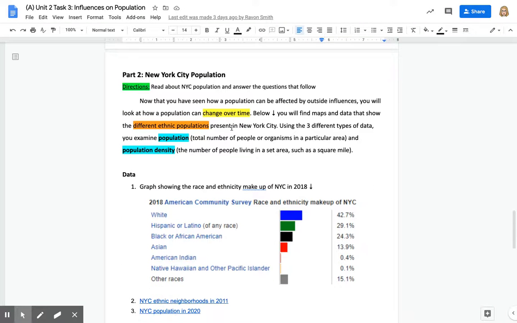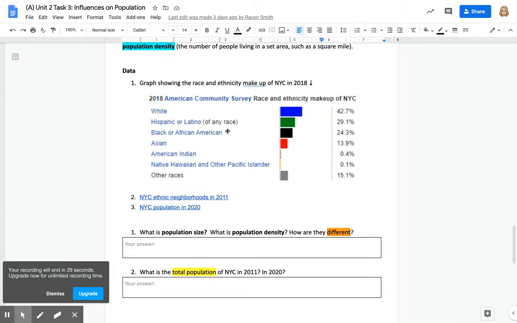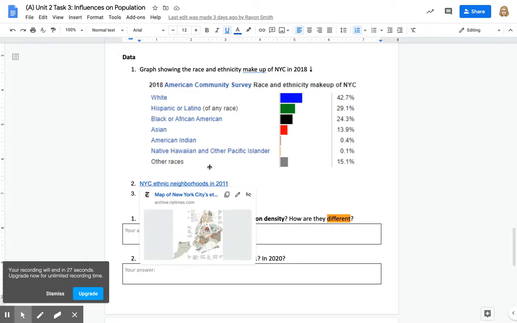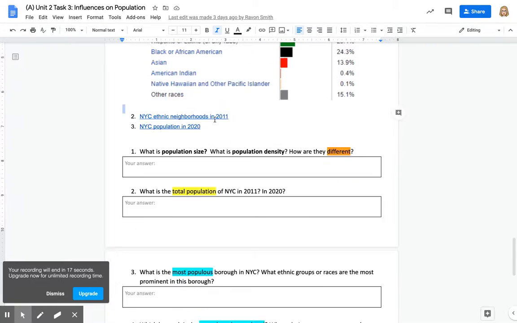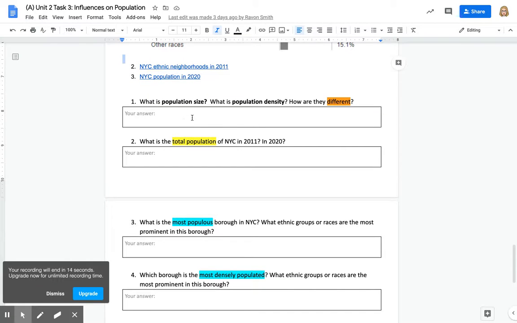Then in part 2, you're going to do a little bit of work about New York City populations. You have two different maps, so you'll click through to those, 1, 2, and you have this graph on the race and ethnicity makeup of New York. So you're going to use that information to answer these questions. And you're going to define population size and population density, and if you need help with that, you can go back to the other video, which is all about the lesson on populations. That's on YouTube as well.